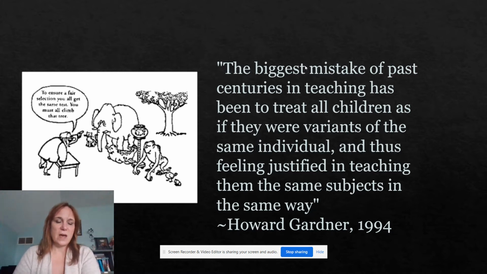Another picture on the side is the teacher saying, to ensure a fair selection, you all get the same test. You must all climb that tree. I think as teachers, we've seen that picture before, and obviously the bird and the monkey have got the advantage here. They have those natural innate skills to do that, but that poor elephant, seal, frog, not going to make it too good. They're going to need extra supports. They're going to need more time to kind of figure it out, master skills, if they can even do it at all. And we have to think about that when we're assessing students on learning targets.